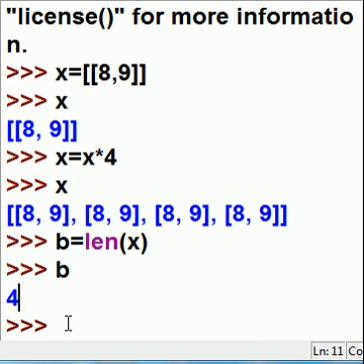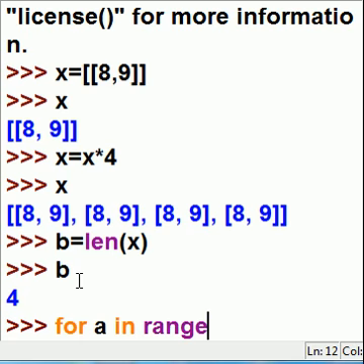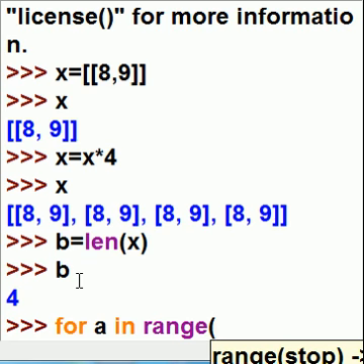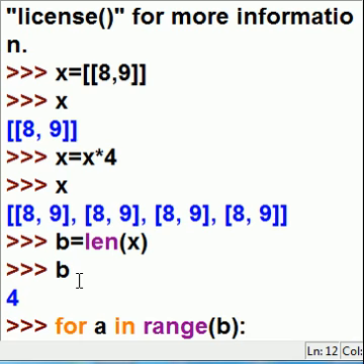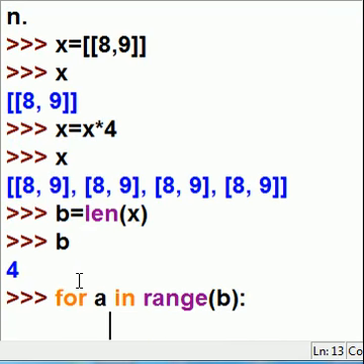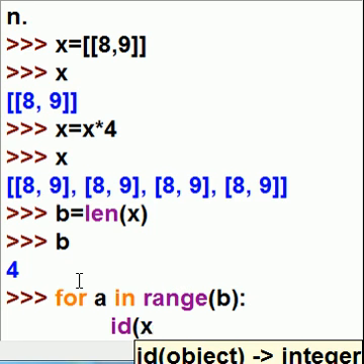Now, I'd like to see a listing out of all the addresses that these guys point to in memory. We're going to see that they're actually the same. For A in range B, do the following. I want to see the ID of x, element A.